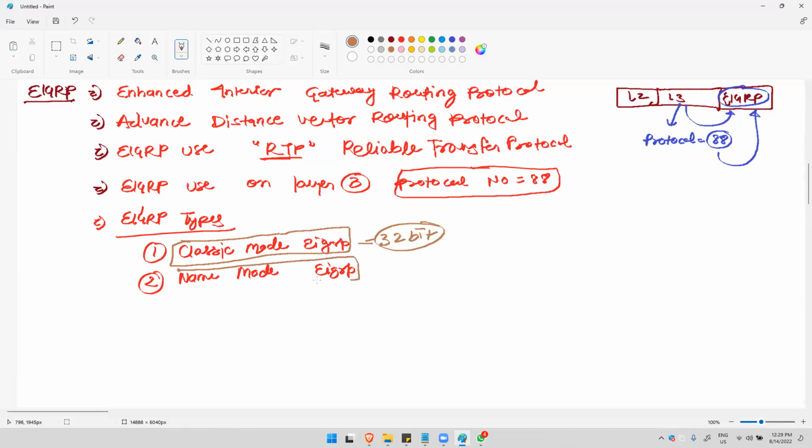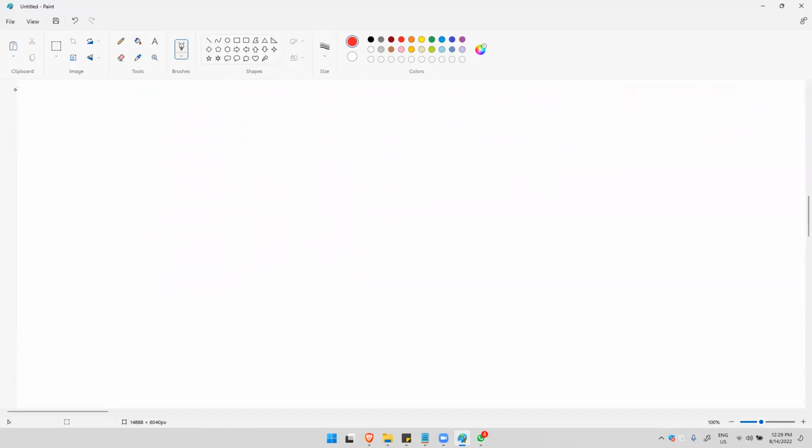But name mode means we are using how many bits calculation? 64. In routing table, can a 64-bit metric be supported? No, right? Only 32 bits. Clear? So how to use this 64 we will discuss, no worry. Okay. Now, first we cover classic mode EIGRP. Which one, dear? Classic mode EIGRP. But you must know how many types of EIGRP are available. So we learn only classic mode EIGRP.